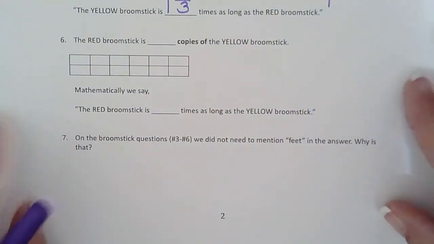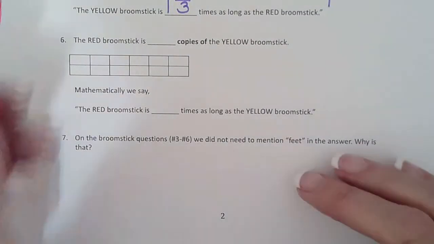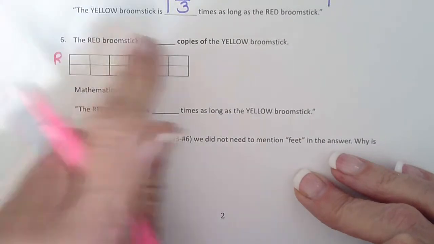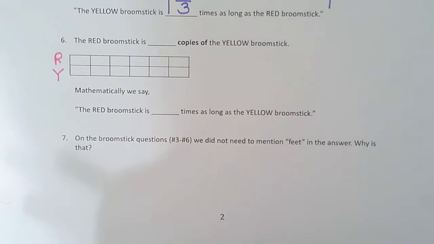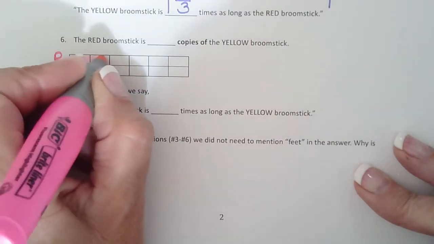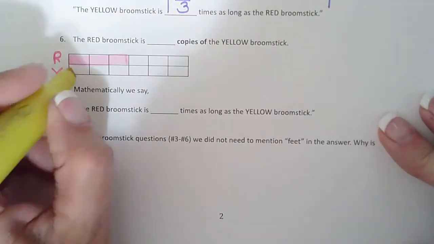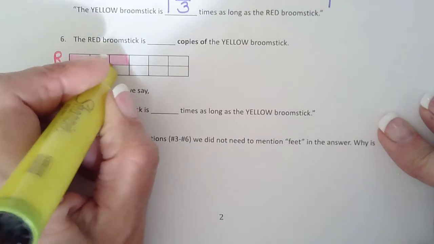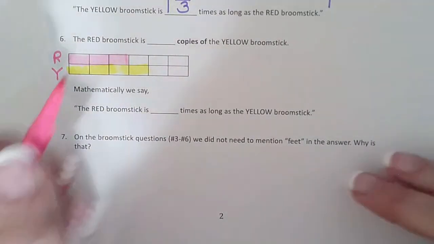Okay, on number 6, they listed red first. So we'll list red. And they listed yellow second. So then we'll do yellow. Looking up at our key at the top, red is 3 feet, 1 foot, 2 foot, 3 foot. And yellow is 4 feet. 1, 2, 3, 4. So out to the side, we can write those numbers.